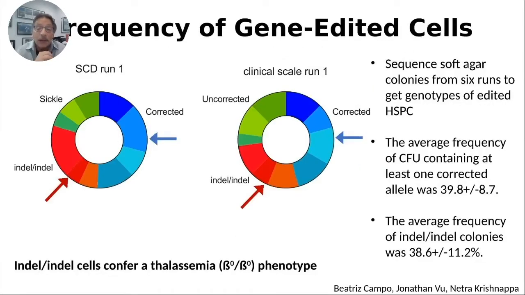And then we've looked at the alleles in the product. And so we see in blue our corrected alleles, red our indel alleles. And so you can see that over half the alleles in general are corrected, and about 40% or so have indels in them.